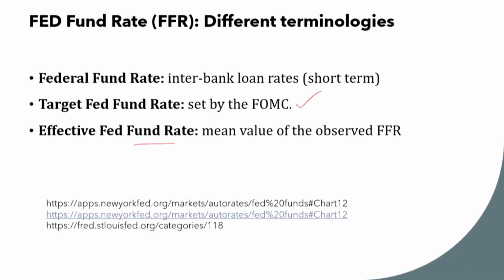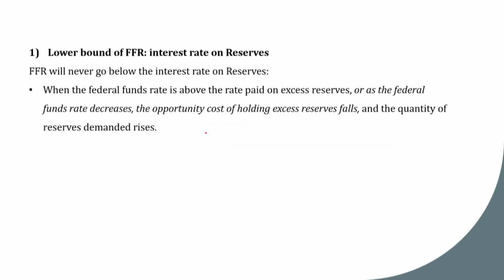Suppose there are 2000 banks transacting with each other. Then since one-to-one transactions only are there, you can see so many actual Fed fund rates. Maybe the variation is very small, maybe 0.001. But what we get, the effective Fed fund rate that we see in the media and on the website, is the mean value of the observed Fed fund rate. And the central bank influences the upper bound and lower bound of the Fed fund rate.